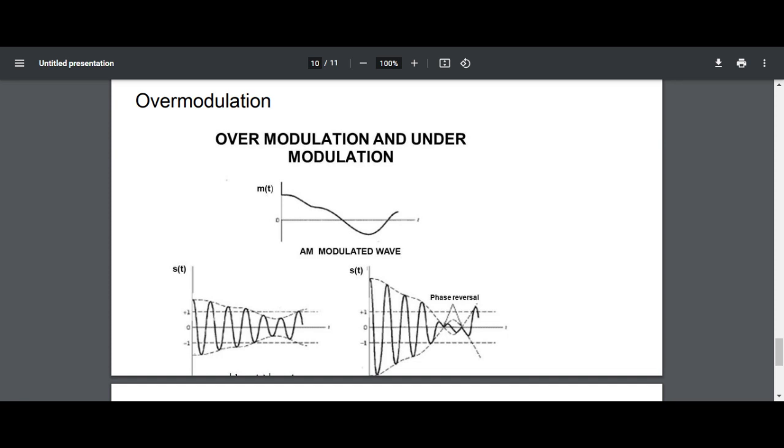Here is the figure for overmodulation and undermodulation. In undermodulation, the envelope of the modulated signal is the same as the message signal. But in the overmodulation case, the envelope of the modulated signal is different from the actual message. So when we try to retrieve information from the envelope of an overmodulated signal, we will get the wrong message. That's why overmodulation is avoided in amplitude modulation.